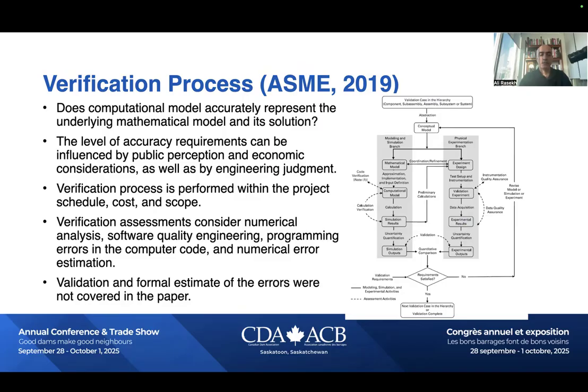That's very important, like how safe the public expects a dam to be after or during a seismic event. Economic considerations: how much money could be spent on analysis or on construction, which again relates to public perception, how much the public is willing to spend. And engineering judgment, which is related to having good engineers with good judgment. Verification of the simulations obviously could not go beyond the project schedule, cost, and scope.